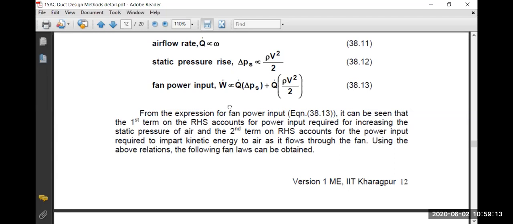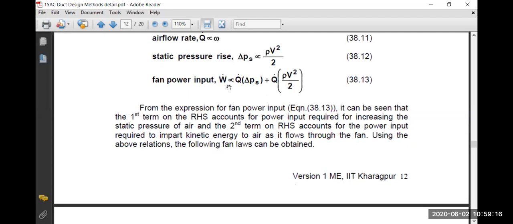Now the fan power input formula: it is directly proportional to volume flow rate multiplied by delta PS. This is the power required to run the fan to provide this delta PS, which is required to run your duct system. Plus rho V square by 2: at the discharge of the fan, there is a dynamic head also. Velocity has kinetic energy, equal to rho V square by 2 multiplied by volume flow rate. This is the kinetic energy taken by the required flow rate.